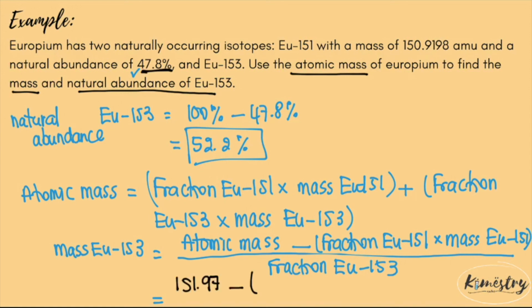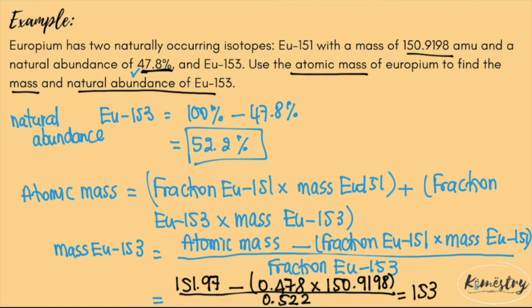So I can get my atomic mass from the periodic table, which is 151.97, minus fraction of Eu151. So 47.8% can be written as 0.478 times the mass 150.9198, all divided by the fraction of Eu153, 52.2%, which is 52.2 divided by 100, so 0.522, and I would get 153 AMU. That's my answer.